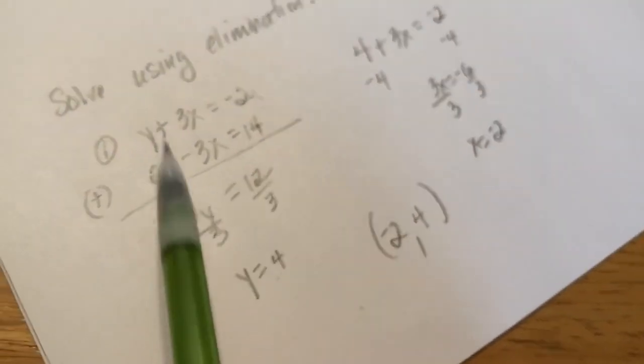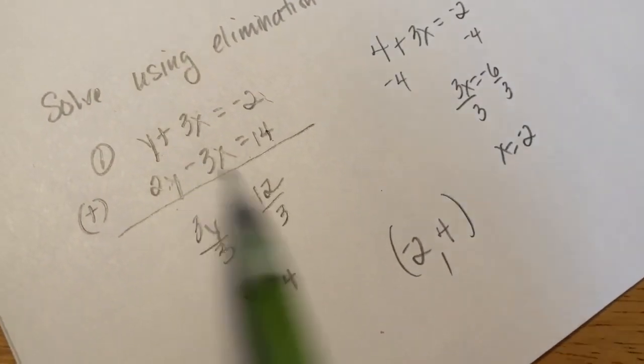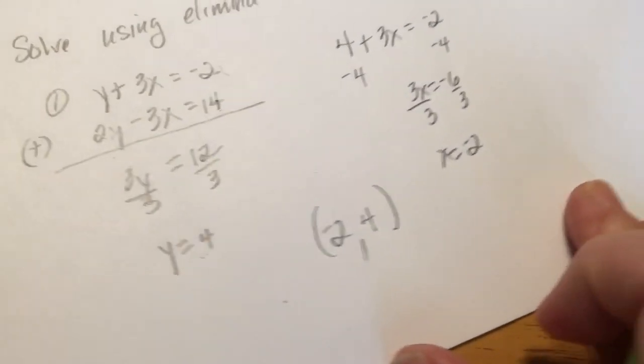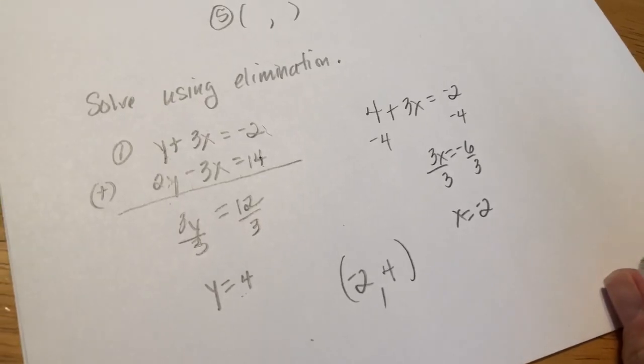These are lines, because we can solve them both for y and graph them. So these two lines intersect at the ordered pair (-2, 4). And that's how that one works, okay?